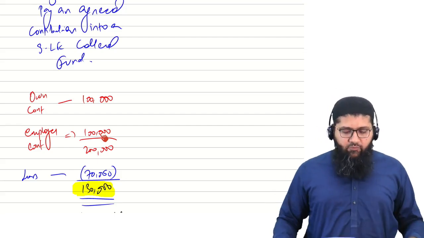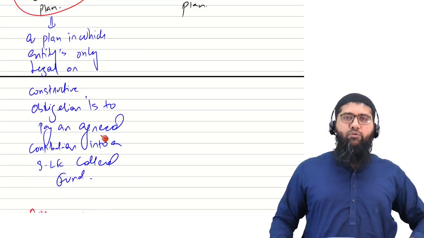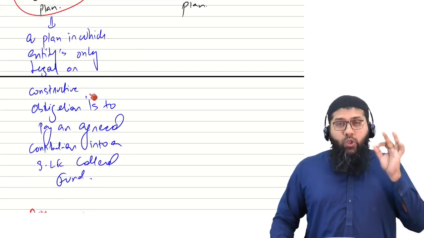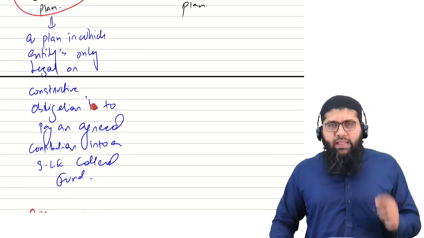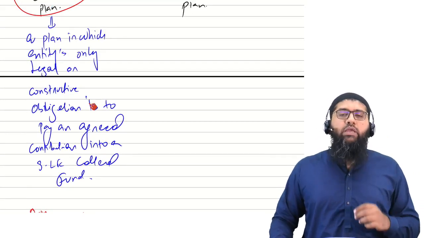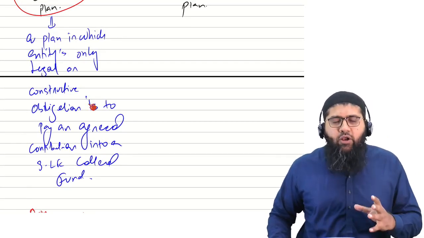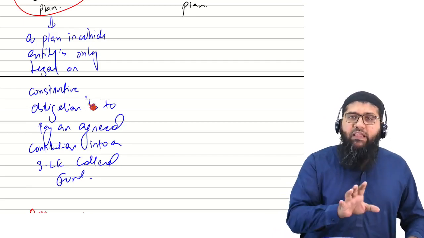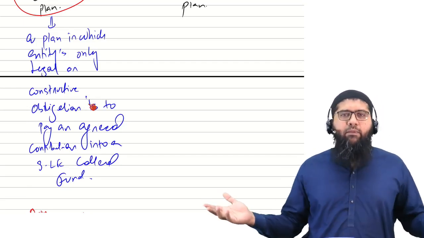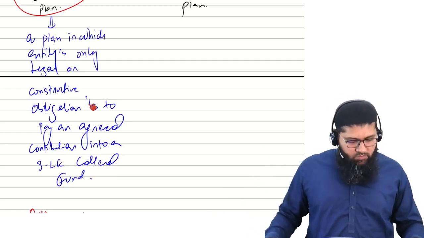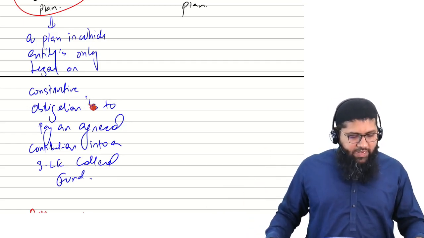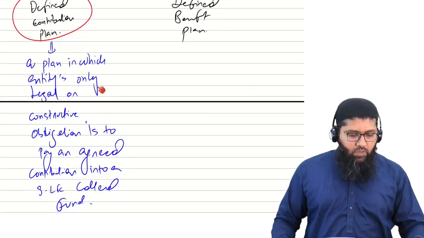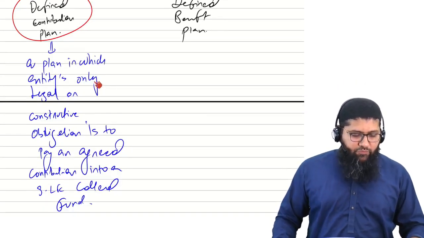So basically, when it comes to a defined contribution plan, it's a plan in which the entity's only legal and constructive obligation is to pay an agreed contribution into a separate legal entity called the fund. After that, the entity is not liable to pay a single penny. Kindly check if everyone is okay with this. Do confirm if every one of you is okay with this.